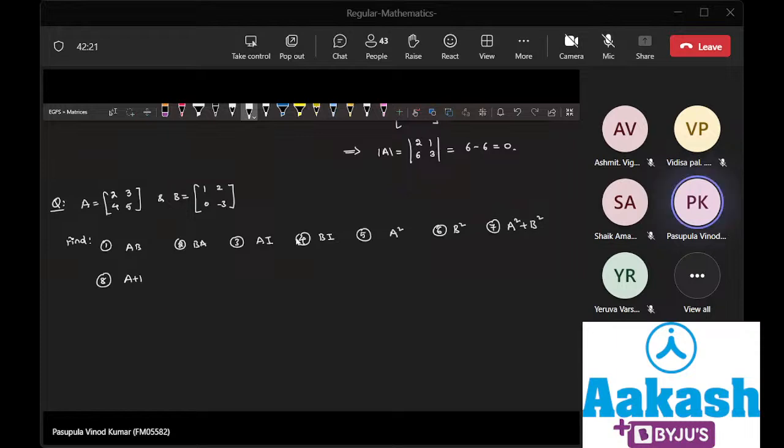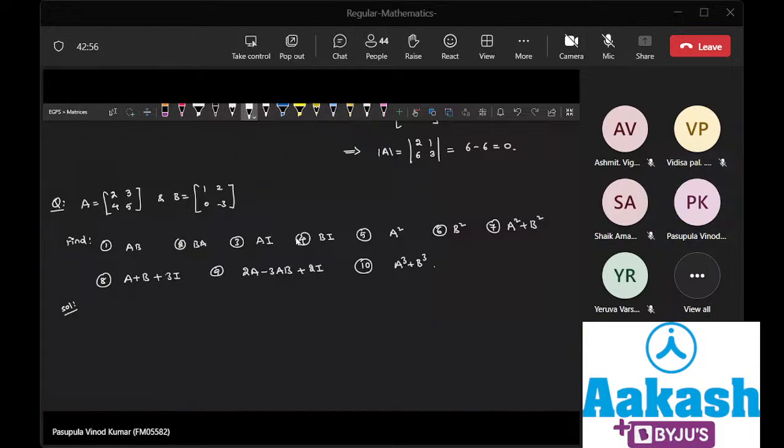And A square minus B square, and what will it be more? This is A plus B plus 3I, right? And ninth, this is 2A minus 3B plus 2I, right? And the tenth one, next, A cube plus B cube. So all of these, you can find them or not, everyone?